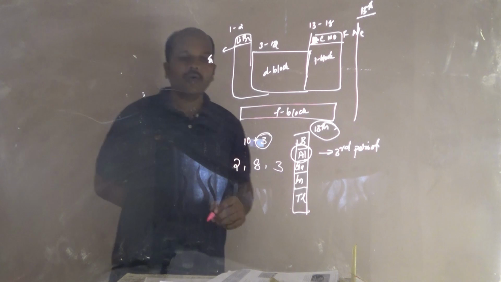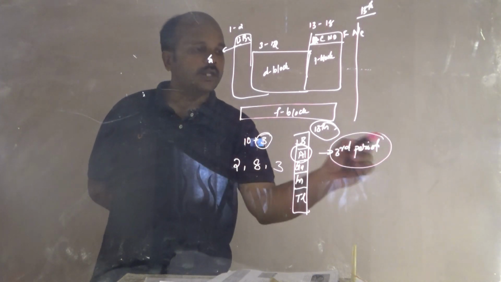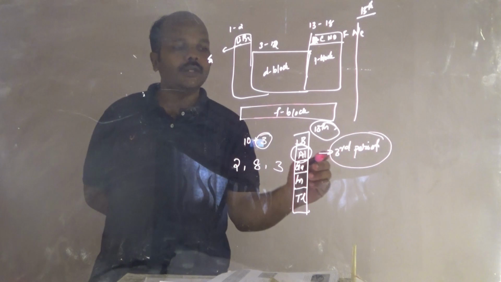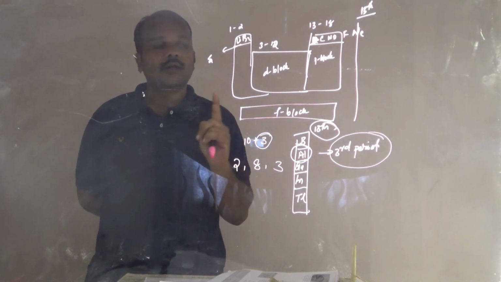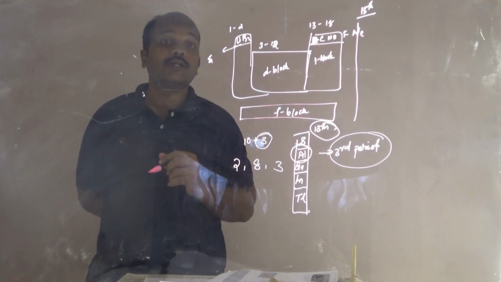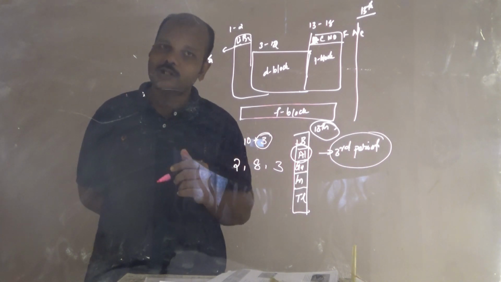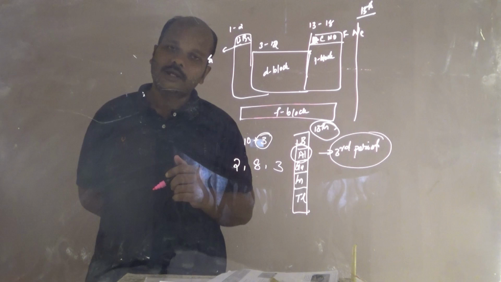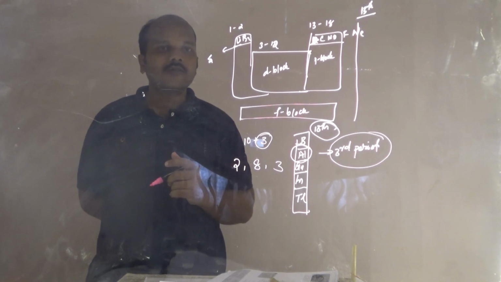Now, how am I able to write this electronic configuration? Since it is in the third period, it is supposed to contain 3 shells. The period number, in which period it is located, tells you how many shells are present in an atom. If it is present in the 3rd period, it contains 3 shells. If it is in the 4th period, it contains 4 shells. If it is in the 5th period, it contains 5 shells.